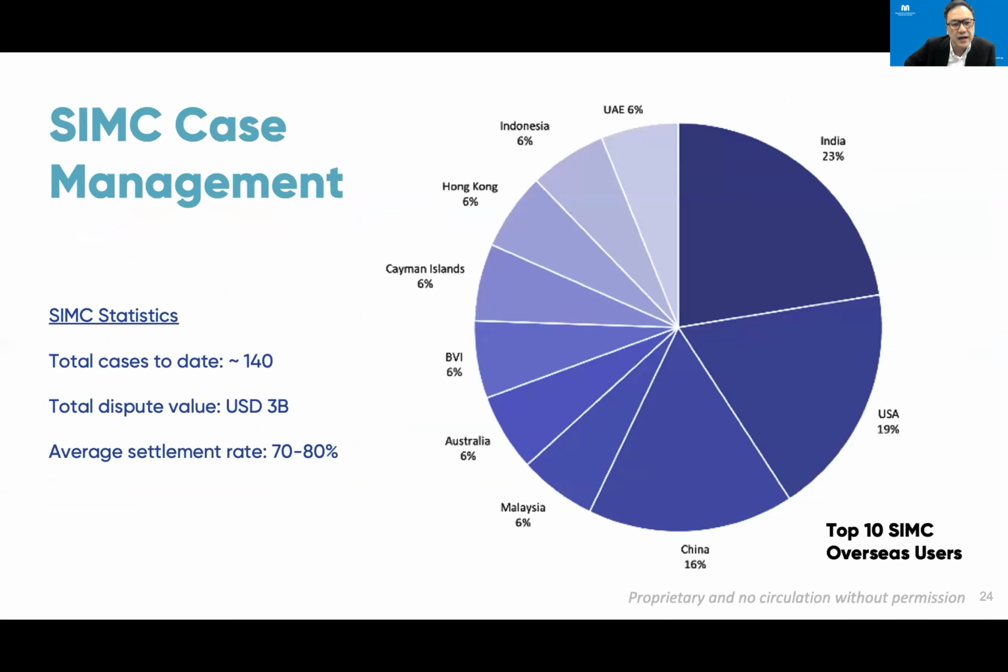And this is just to show you that although we are quite young, we've had more than 140 cases so far, with a dispute value of 3 billion. So on average, every case is more than 25 million US dollars. So they're fairly large disputes.